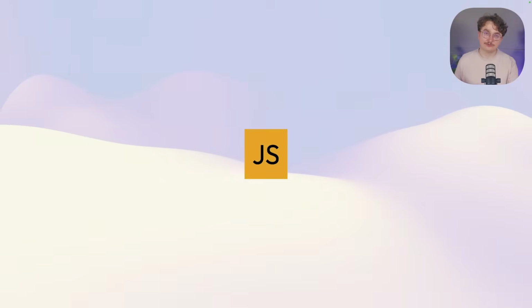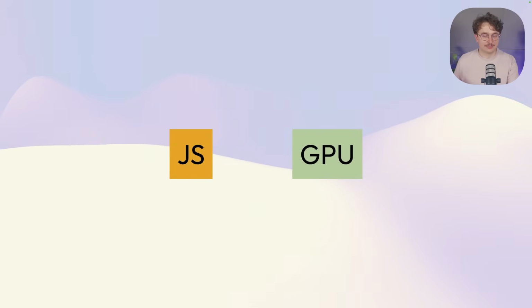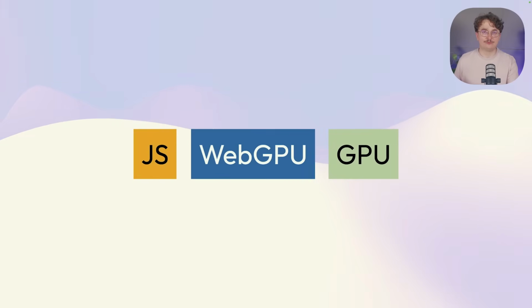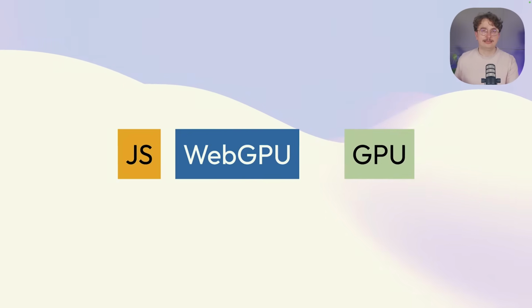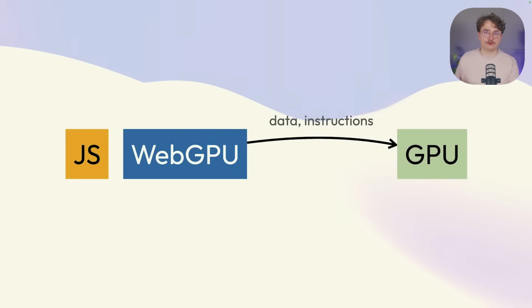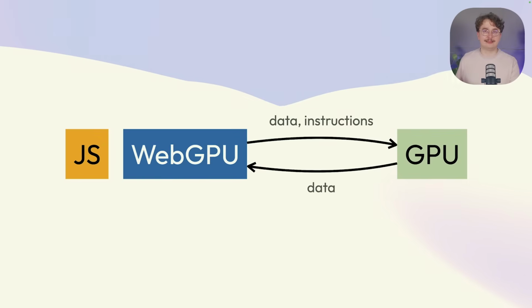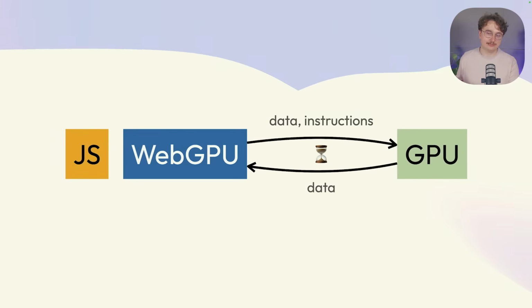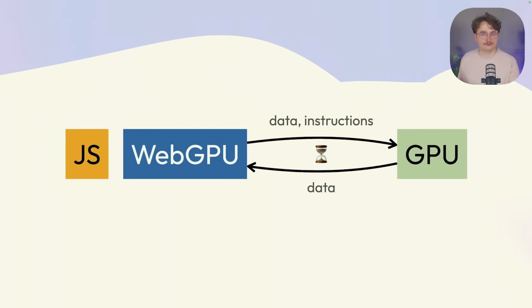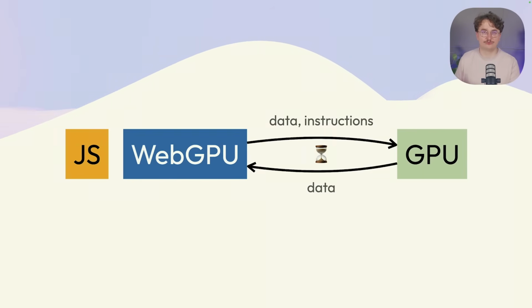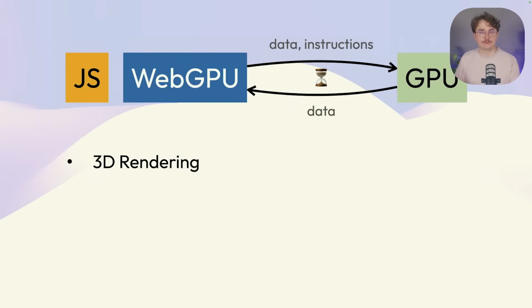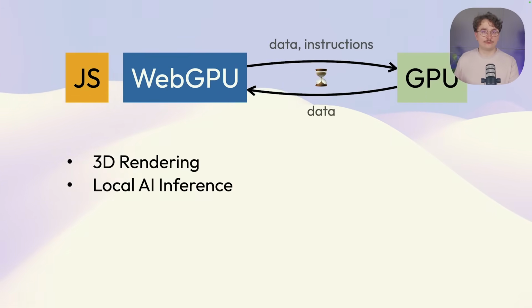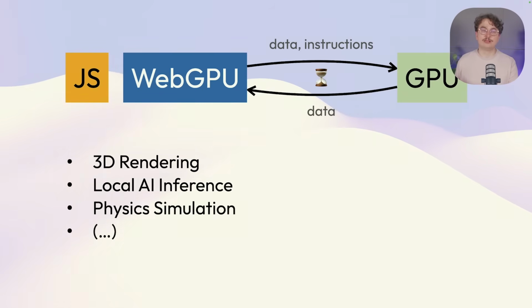JavaScript, our favorite language. Recently, because of a new standard called WebGPU, we're able to access our graphics cards pretty much directly. We're able to send data and instructions to it. We're able to get data back, and it happens asynchronously. It's basically a separate process that we can talk to and tell what to do and get results of our computation back. And of course, it can be used for 3D rendering, what GPUs were historically made for, but also for local AI inference, physics simulation, basically any highly parallelizable task.